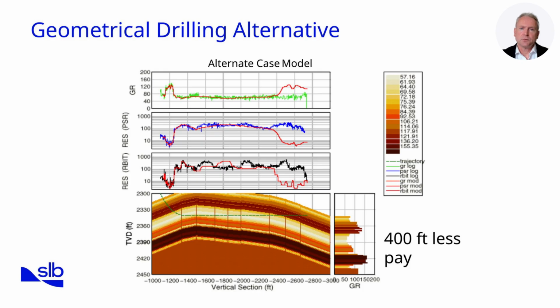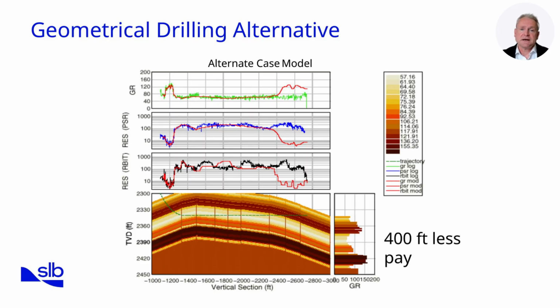The geometrical model assumes a fixed trajectory that follows planned angles without adjusting for real-time geological variations. While this approach simplifies operations, it ignores the complexity of the subsurface. If the actual reservoir dip, thickness, or position deviates from the model, the wellbore may exit the target zone prematurely.